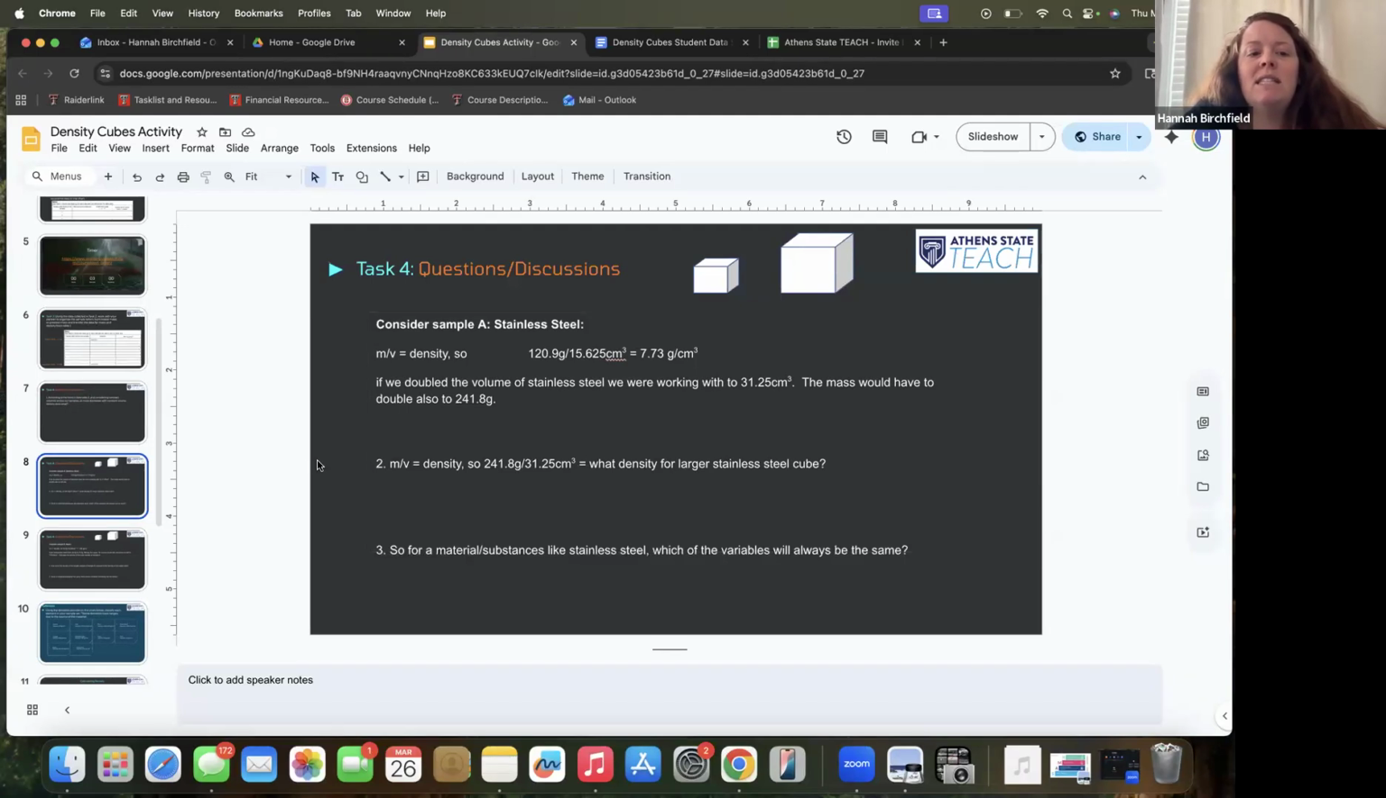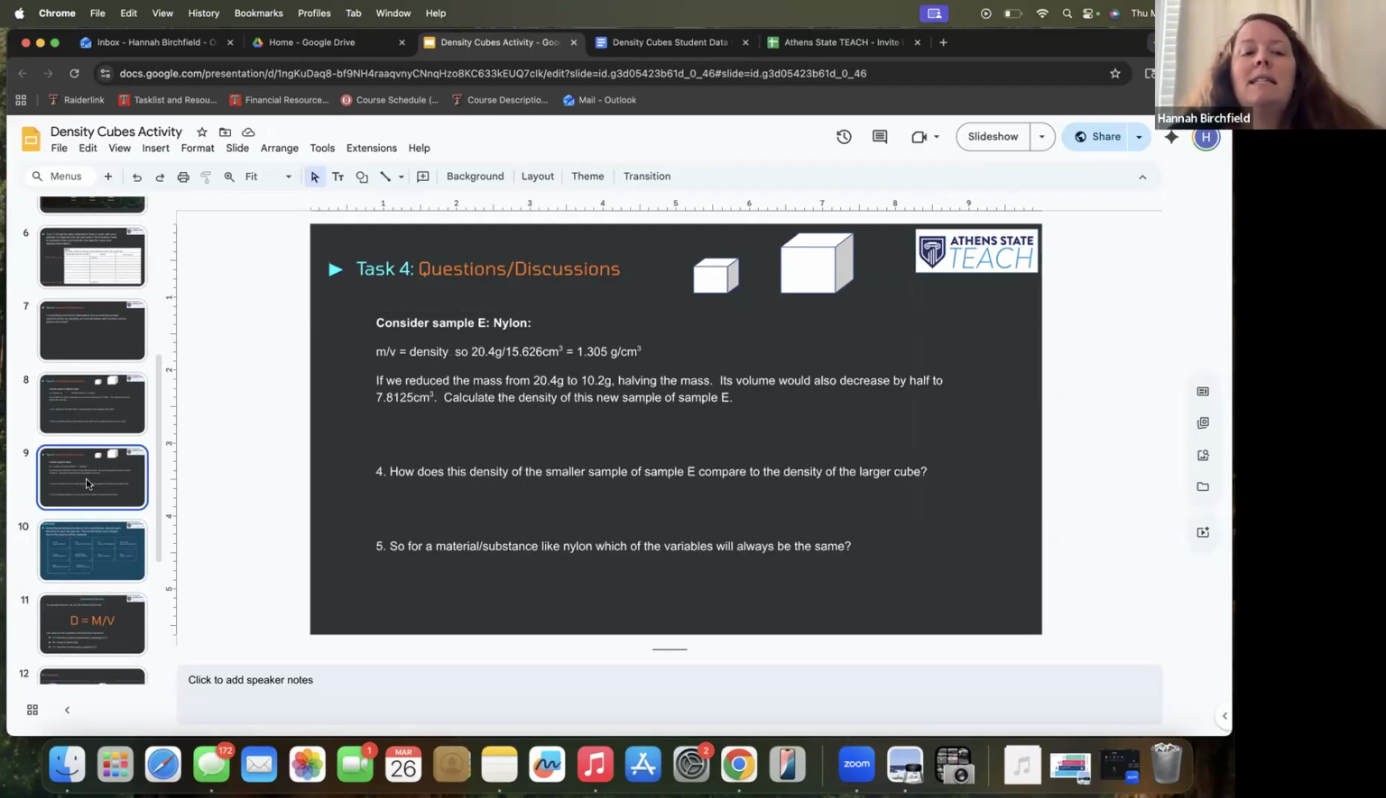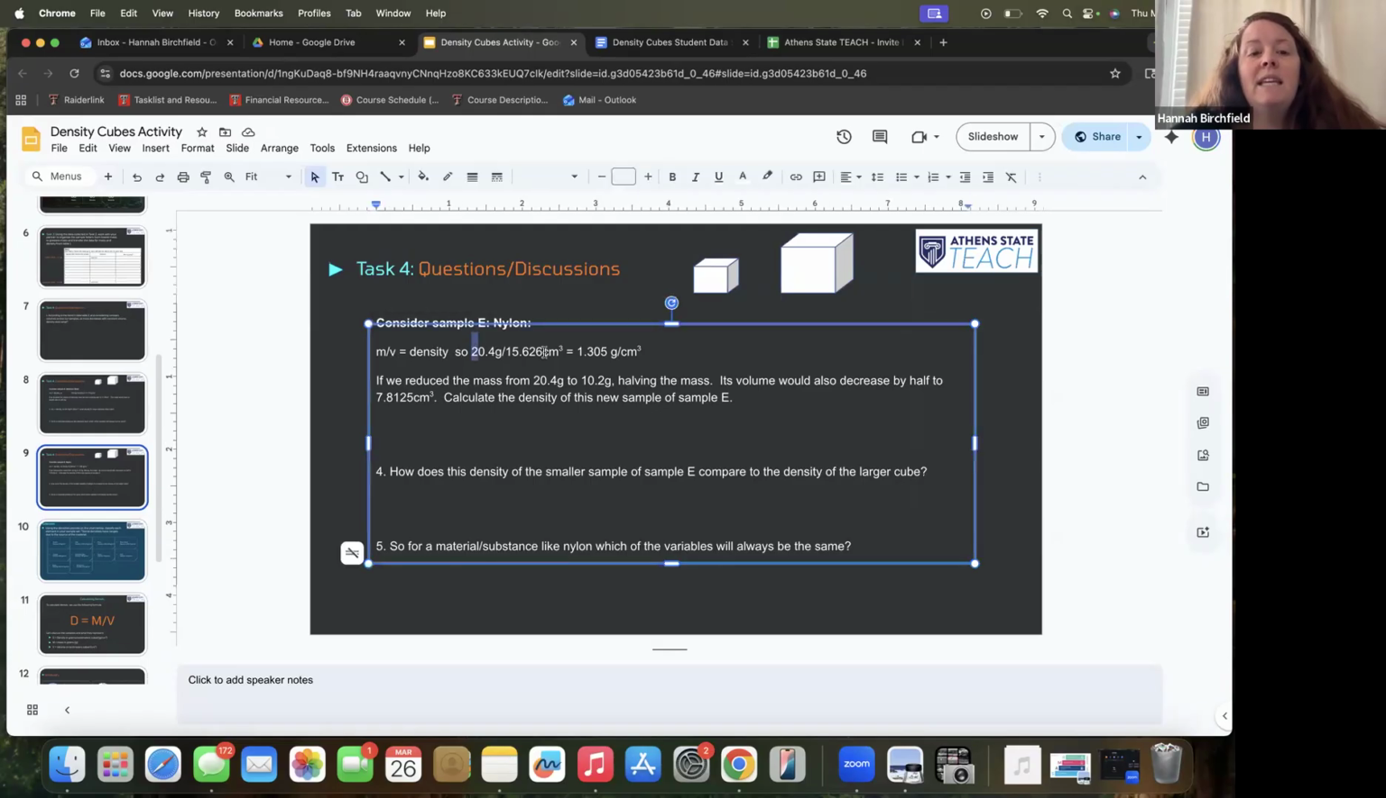Math, your perspective on this and standard is more about data collection, analyzing variables, maybe switching around variables in a formula to isolate, stuff like that. But still, we want them to understand that that is the only variable that will stay the same regardless of the size. All right, next it says consider sample E, nylon. Mass divided by volume is density. So this is the original. Again, this might be slightly different than their sample E, and that's where we have that conversation of human error.